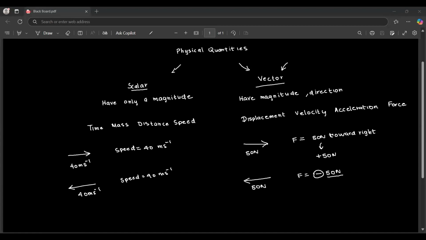That's the important thing that we have to know when we are talking about vector quantities. You can't just say 50 newtons. You have to mention a direction. Either you can mention positive 50 newton, or you can say 50 newton in the right direction. Or you can use another way, and those will be discussed in the upcoming videos.